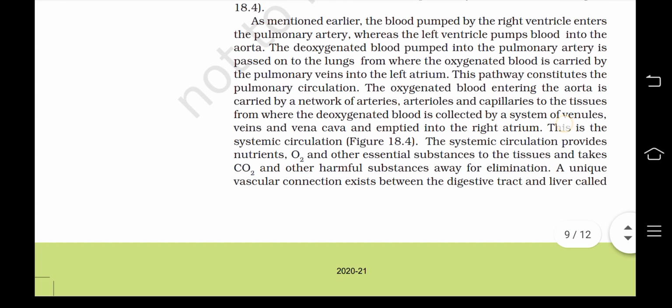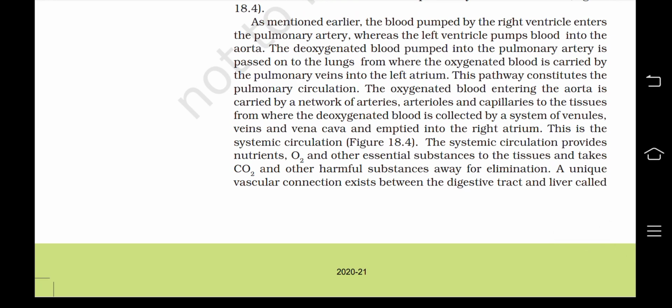As mentioned earlier, blood pumped by the right ventricle enters the pulmonary artery, whereas the left ventricle pumps blood into the aorta. The deoxygenated blood pumped into the pulmonary artery is passed on to the lungs, from where the oxygenated blood is carried by the pulmonary veins into the left atrium. This pathway constitutes the pulmonary circulation.